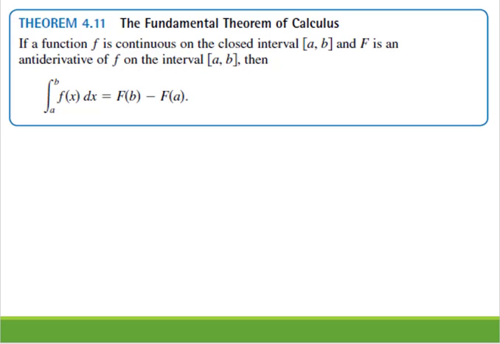So, if f is continuous on a closed interval and big F is the antiderivative of small f on the interval a to b, then the integral from a to b of f of x dx is equal to big F of b minus big F of a. Where again, remember, another way of saying this is the derivative of big F is small f. So we use that antiderivative section that we started off our chapter with.